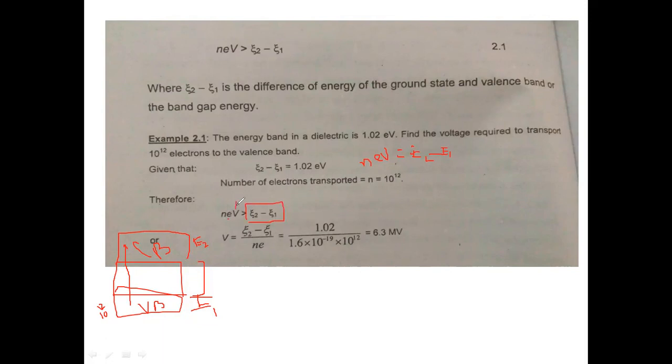So what will be the V? V will be equal to E2 minus E1 divided by Ne. E2 minus E1 is given. Okay, e is the charge on electron, and N is the number of electrons transported. So very simple, we get 6.3 mega volt.